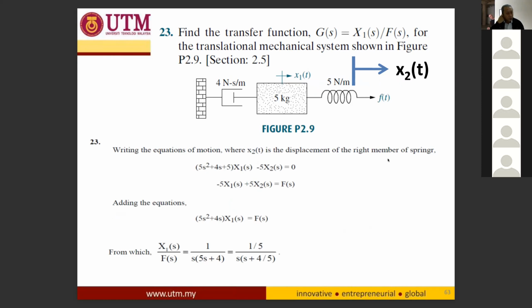So draw the free body diagram for the 5 kilogram mass. You can see that there is a force towards the left, and one force towards the right, which is 5x2. Then this is the first force equation, and the second equation is minus 5x1 plus 5x2 is equal to F. So adding the equations, x1 over Fs becomes 1 over 5 over s plus 4 over 5.